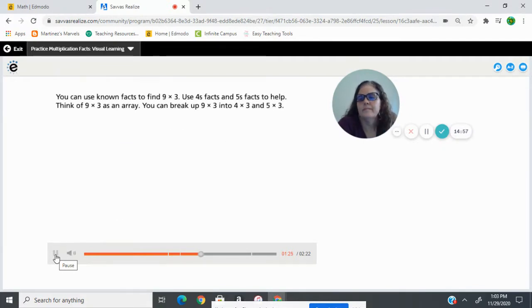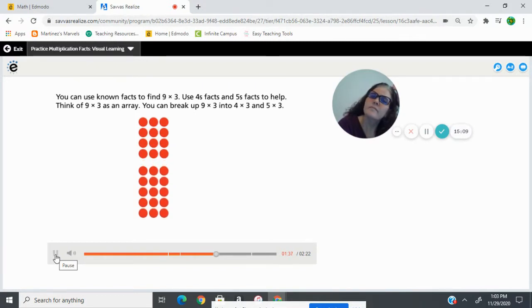You can use known facts to find 9 times 3. Use 4's facts and 5's facts to help. Think of 9 times 3 as an array. You can break up 9 times 3 into 4 times 3 and 5 times 3.